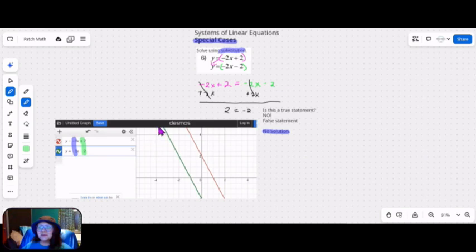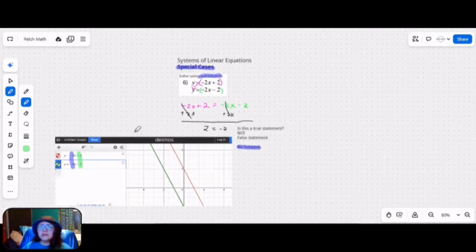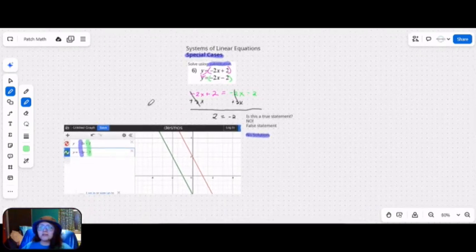All right, well, there you have it. That is how you notice the special case of parallel lines. In other words, no solution, no point of intersection for the system of linear equations.